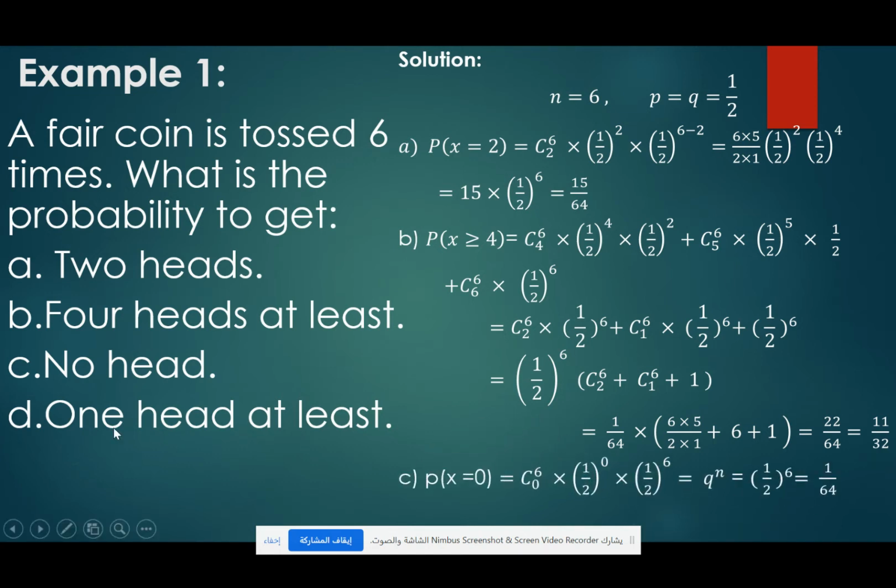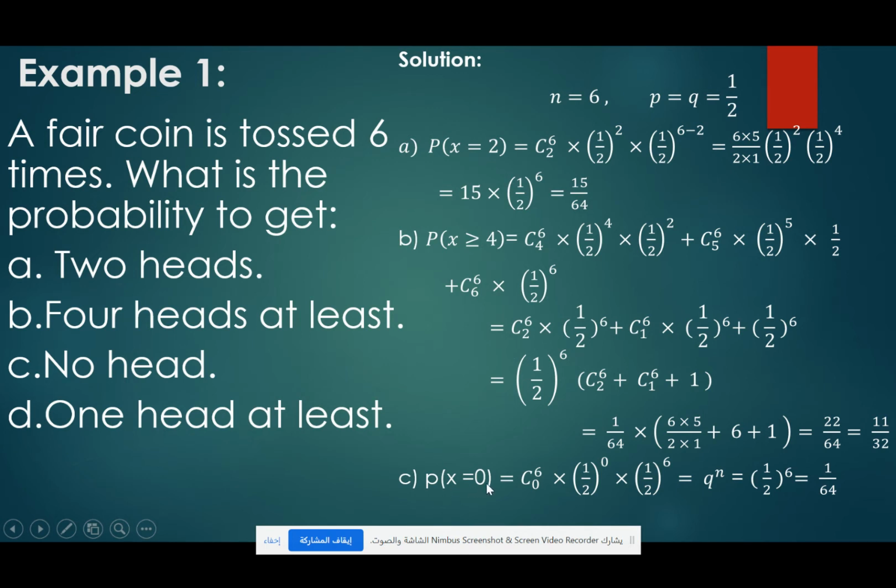One head at least. That means, no, sorry, in C, we have no head. No head means x is equal to 0. And if head doesn't appear, the tail will appear the whole time. So the six times that we're going to draw it, we will always get that failure result. Because of that, we can depend on that rule and make it a rule always.